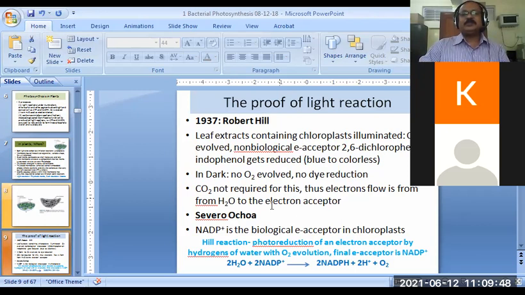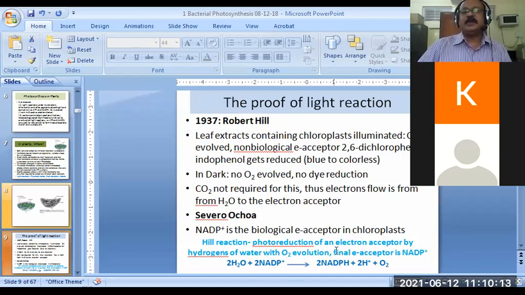Based upon this particular observation, which was given by Robert Hill, this phenomenon or process came to be called the Hill reaction. So what is the Hill reaction? It is the photoreduction of an electron acceptor by the hydrogen of water, not CO2. This is normally associated with oxygen evolution.